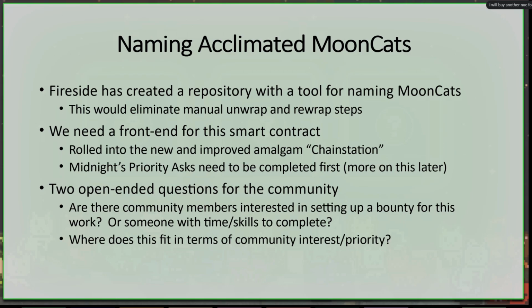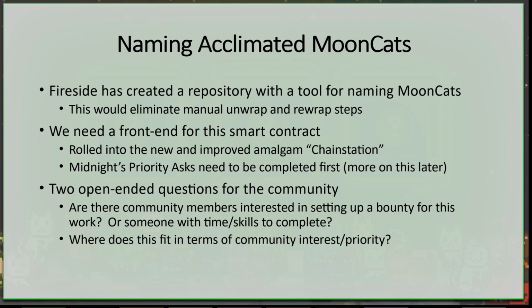And so with this, we have 2 open-ended questions for the community, maybe 3. And sort of question number 1, which is 2 questions in itself, which is, are there community members who have the time or skills to complete this task? Or are there community members interested in setting up a bounty for this work?